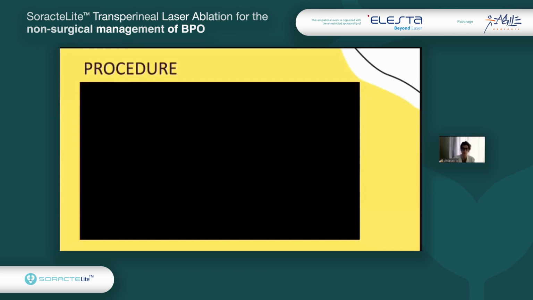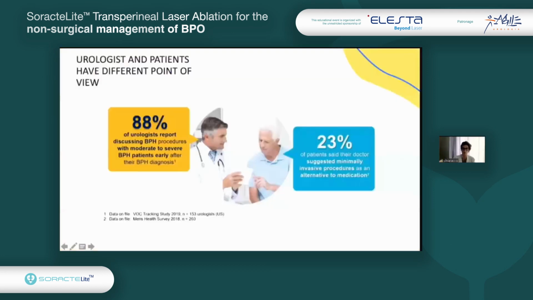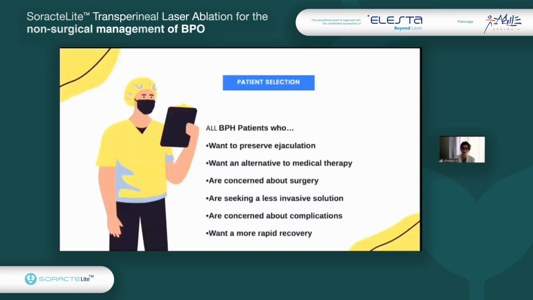So after this, we have to keep in mind that Urolift is a very minimally invasive option. So when can we think about this procedure for a patient? Let me illustrate the patient selection.